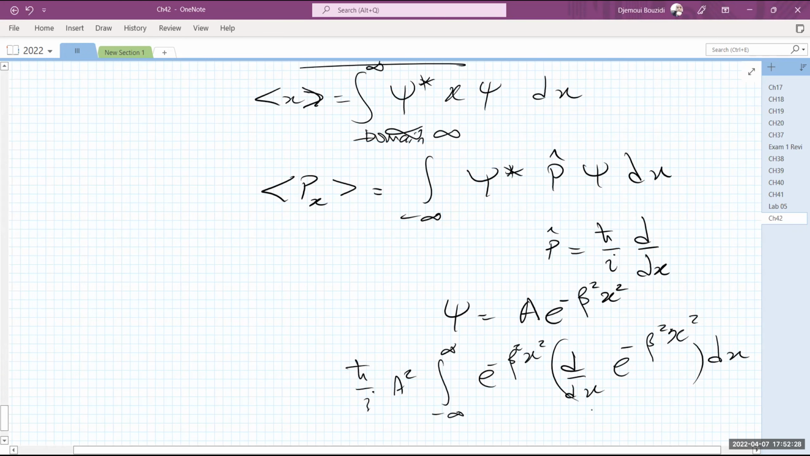So if I take the derivative of this guy, it's going to be minus 2 beta squared x times exponential of negative 2 times beta squared x squared dx. And then back into that Gaussian integral again. Okay, in this case, it should give me a 0 value for this particular thing.